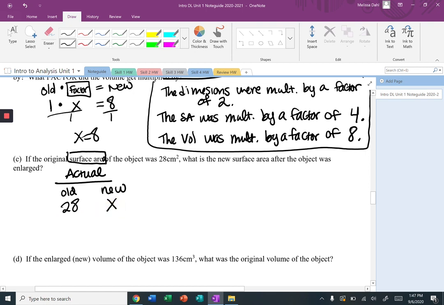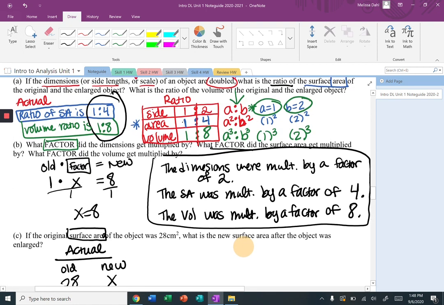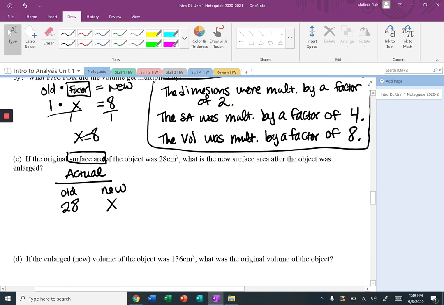This problem by itself would mean nothing, but we have this chart of ratios and we have this information right here about area, that the ratio was 1 to 4. So we know that the ratio, the way that this is supposed to work out, is that the old should be 1 compared to 4 times that for the new. And you can actually set up a proportion with each of these. 28 is the old compared to an unknown new. That should end up equaling the 1 to the 4 ratio.